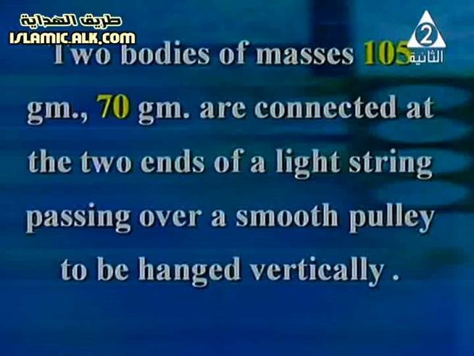Two bodies of mass 105 gram and 70 gram are connected at the two ends of a light string passing over a smooth pulley, hanging vertically. Remember, dear students, we have two bodies of mass 105 gram and 70 gram connected at the two ends of a light string passing over a smooth pulley to be hanging vertically.